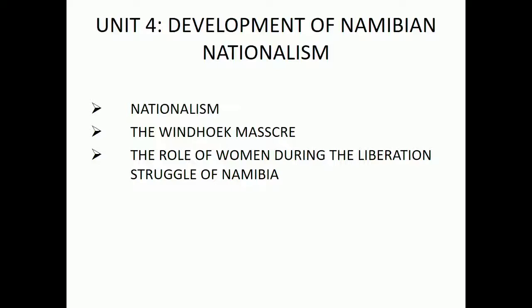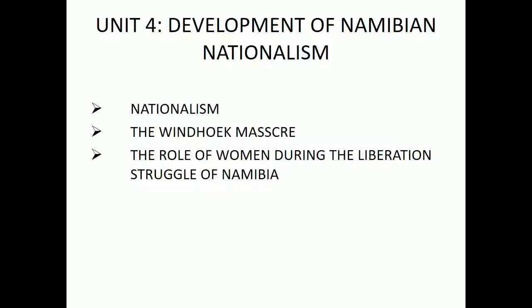Unit 4 is about the development of nationalism in Namibia. So here, students, very important, you should know the terminology. Nationalism, what does it entail? Define it. But please make sure about the allocation of marks. Sometimes it might be only 3 marks, sometimes it might be more.